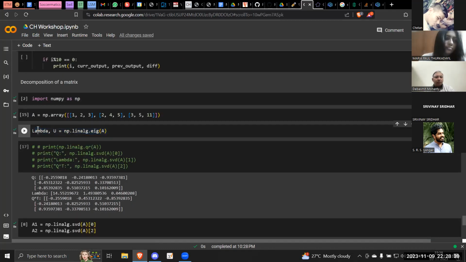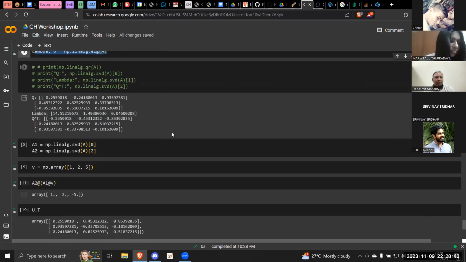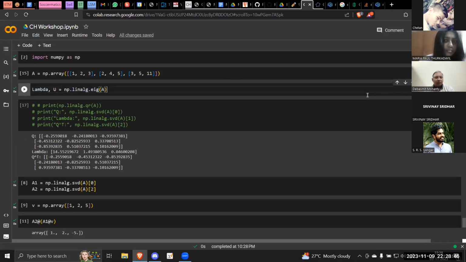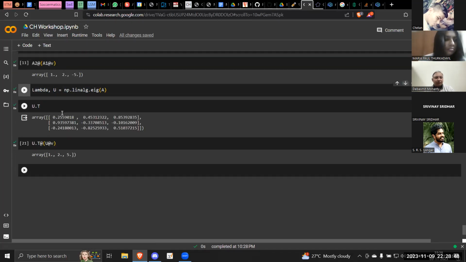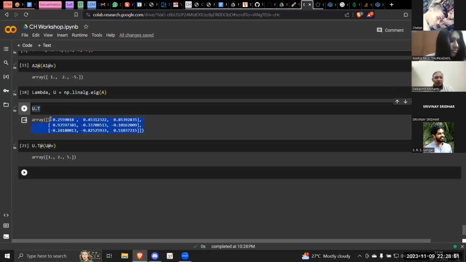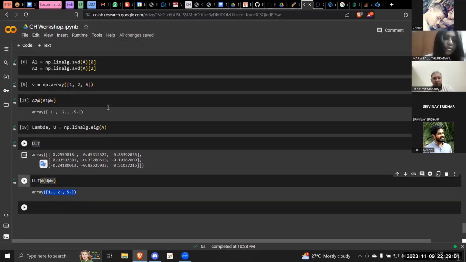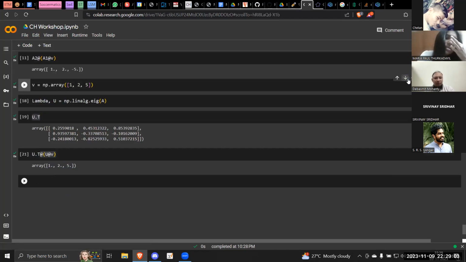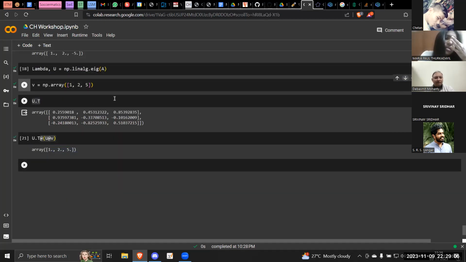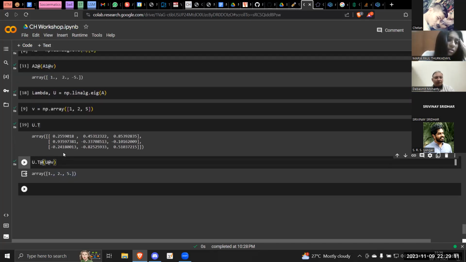So I did lambda comma U is equal to np dot linalg dot eig of A. And then I applied U on V and then applied U transpose on the output and I got 1, 2, 5 again. Which means it's right for that. But you should put the lambda in between, right? No, just do U dot lambda dot U transpose.